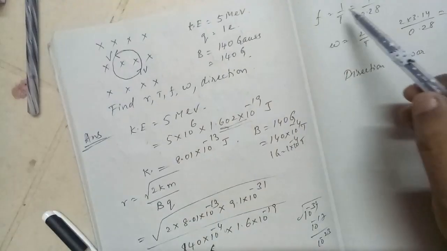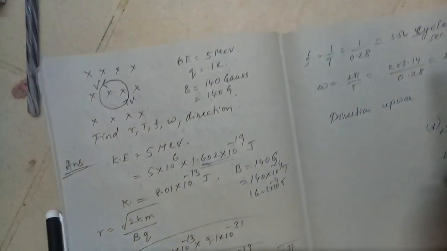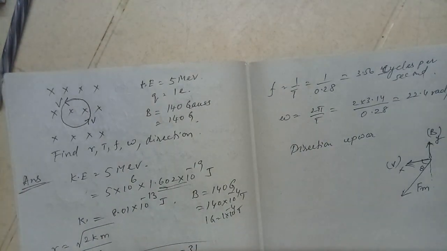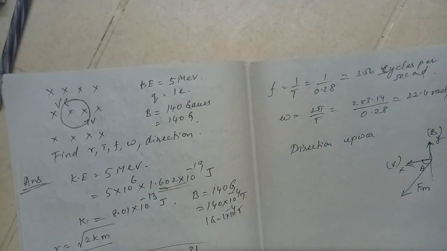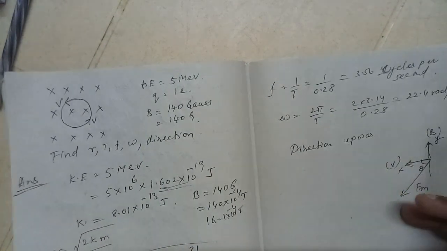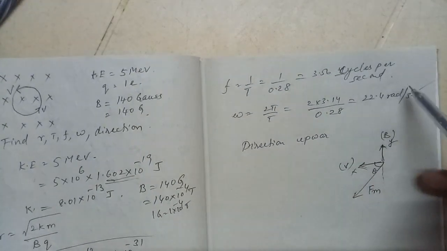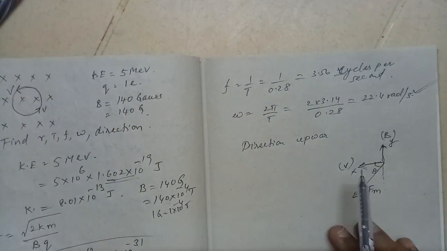The frequency will be 1 upon T. So the frequency will be 3.56 cycles per second. Similarly, we can find out the omega also. Omega works out to be 22.4 radians per second.